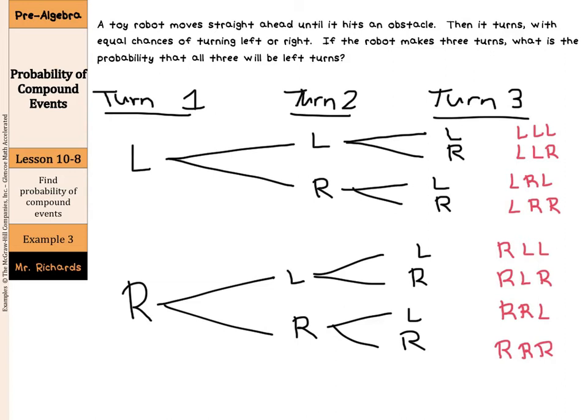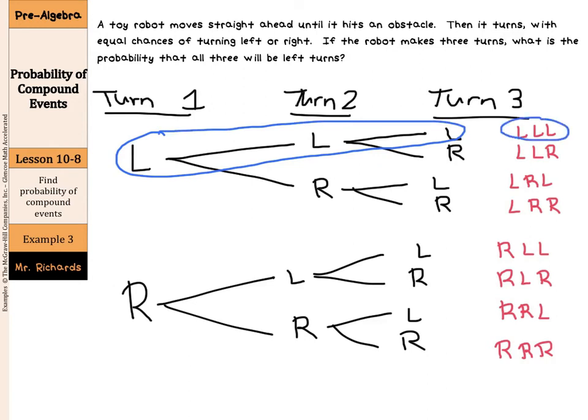What we want to be on quizzes and tests, right, right, right. Either way, what is the probability now that all three will be left turns? Well, we have this track here, the left, left, left track, which matches our left, left, left here. And that is just 1 out of the 1, 2, 3, 4, 5, 6, 7, 8 outcomes. So our answer here is 1 out of 8 possibilities.